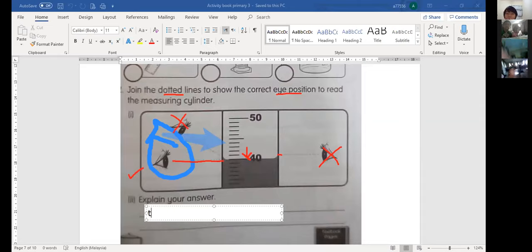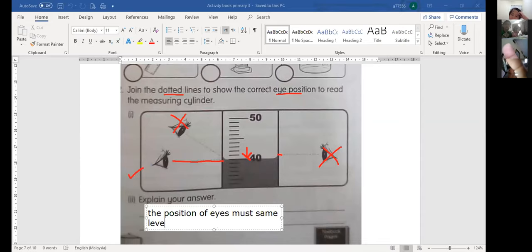So, the answer is the position of eyes must be at the same level with the meniscus. Ini meniscus dia. So the position of eye must be at the same level with the meniscus. Okay, write your answer.